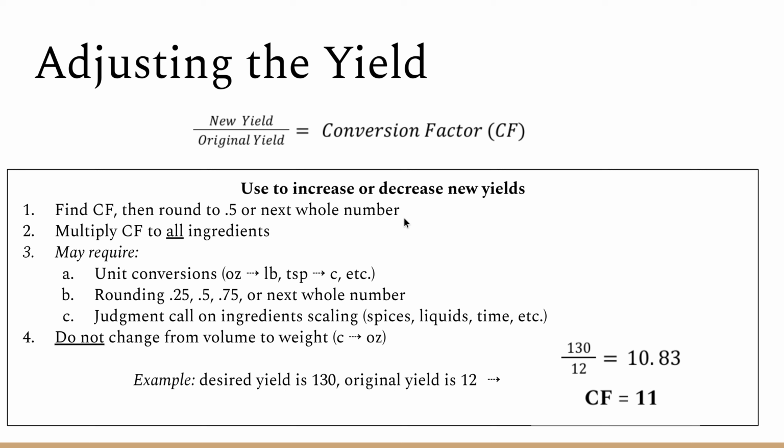So our quick example here, we have a desired yield of 130 and our original yield is 12. So we plug in our new or desired, as I wrote here at the top, it's 130 divided by our original yield, which is 12. That gives us 10.83. And then, like I said, we need to either round to 0.5 or to the next whole number. So to ensure we have enough product, our conversion factor gets rounded up to 11.